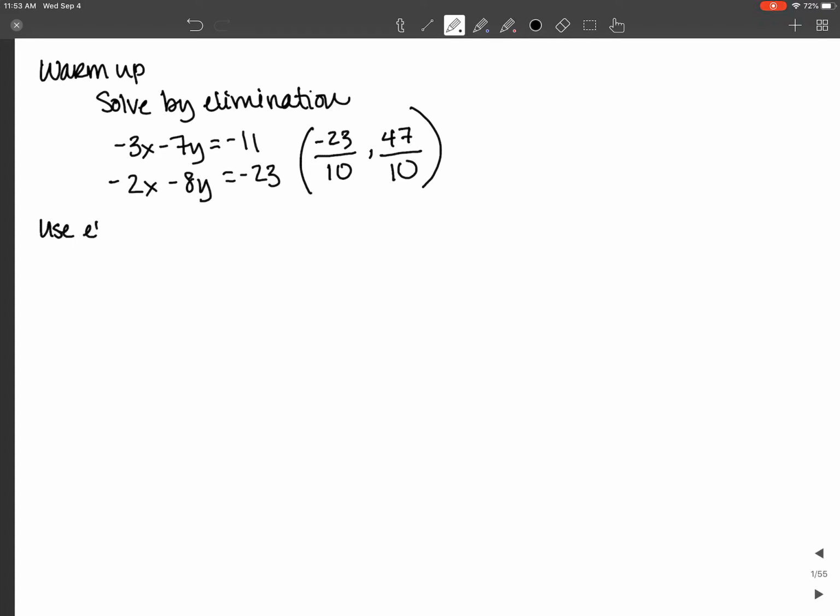to solve 3x3s. Okay, and what that means is your warm-up, this is what's called a 2x2. 2 equations, 2 variables. So a 3x3, 3 equations, 3 variables, we're going to have x, y, and z.